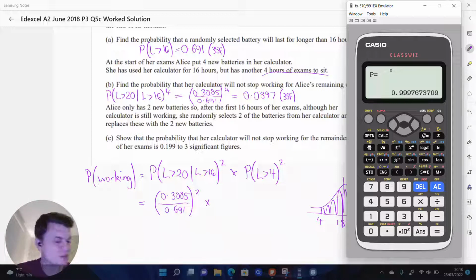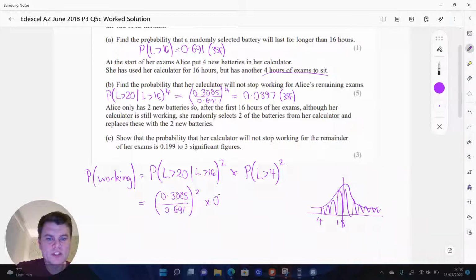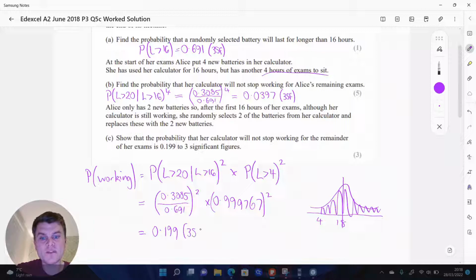I don't want to round it to 3 significant figures because we end up with a probability of 1. So write down a few of those numbers. So we've got 0.999767, and that is going to be squared. Okay, so we've got those 2 probabilities, both of them are squared. Multiply them together on your calculator, and you will get an answer of 0.199 to 3 significant figures.